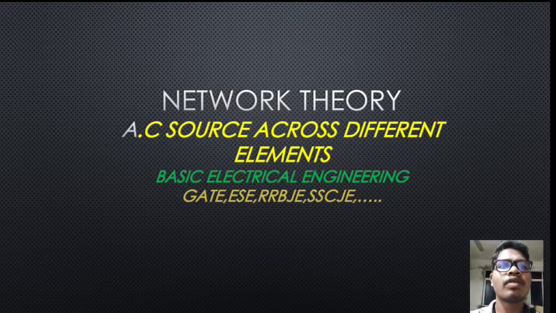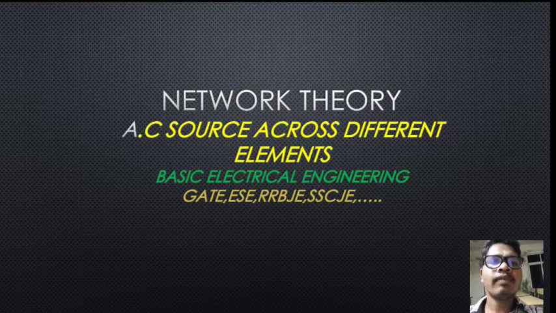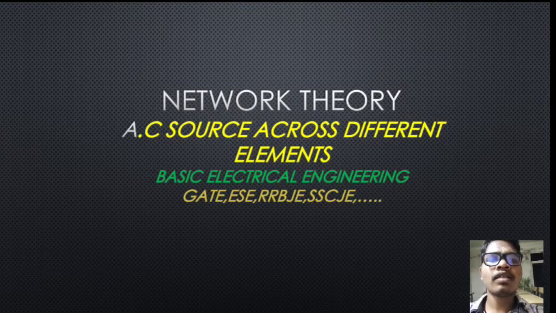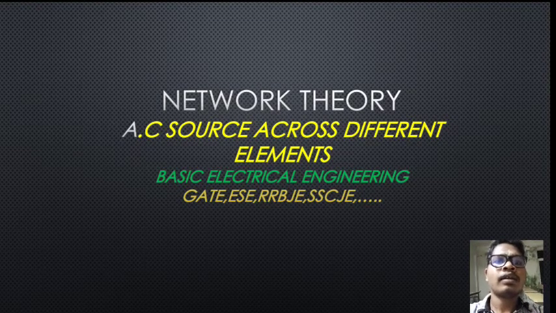Today we are going to discuss AC sources across the different elements. Here, different elements like resistance, inductance and capacitance, or the combination of resistance, inductance, capacitance, we are going to discuss. Okay, so those are the very basic things. You need to know all these things so that you will be able to calculate or understand the power system and your machine theory subject.